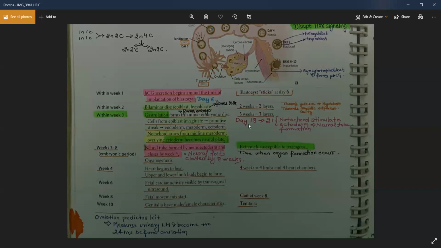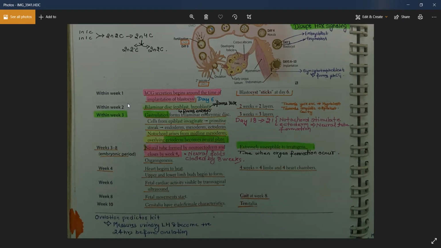Please note on day 18, you have the notochord that stimulates the ectoderm to form the neuroectoderm and to form the neural tube. On day 21, the neural tube formation is completed. On week 8, you will have a complete closure of the neural folds. So this 3 to 8 week period is very important. Week 4 is important. Week 10 is important. Week 3 is also very important, where you have the gastrulation process: ectoderm, mesoderm, endoderm.